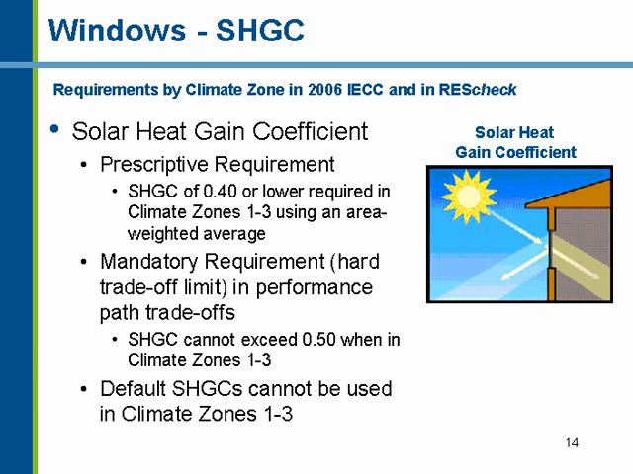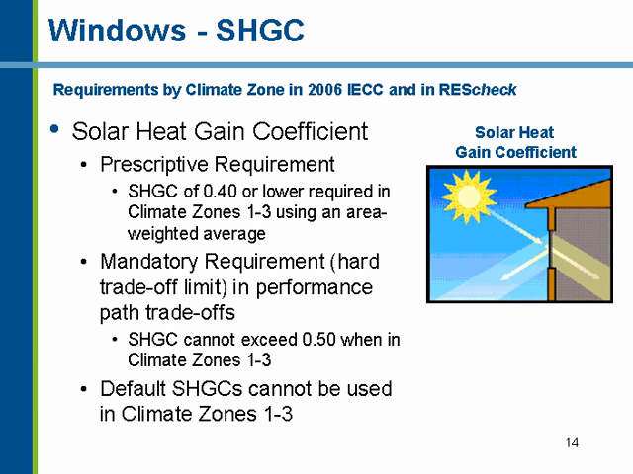Again, in the 2006 and in REScheck, you have a prescriptive requirement in your climate zones 1 through 3. You can do an area weighted average, but what you're looking at is a 0.40 or lower, which is required in climate zones 1 through 3. The mandatory requirement, the hard trade-off limit, and this is in the performance path trade-offs, you cannot exceed a 0.50 in climate zones 1 through 3.